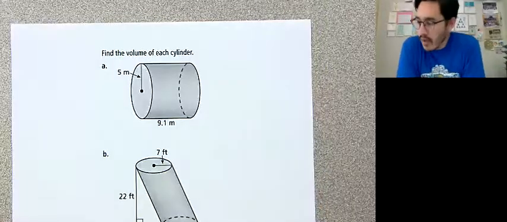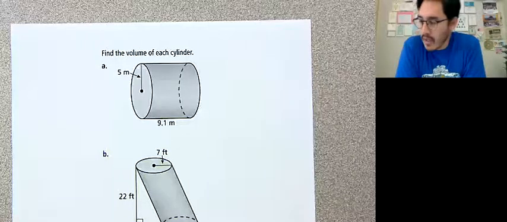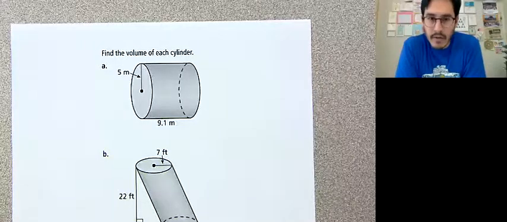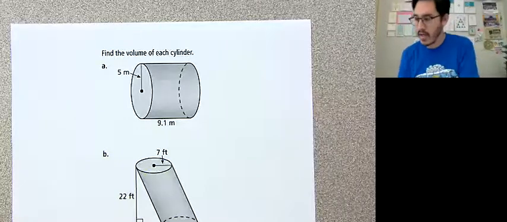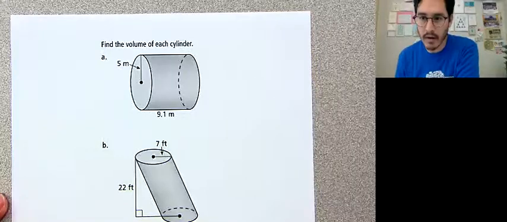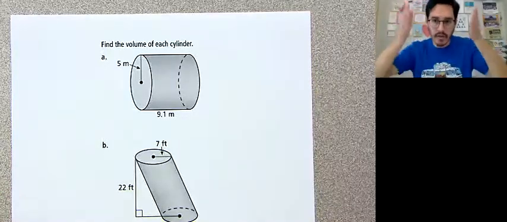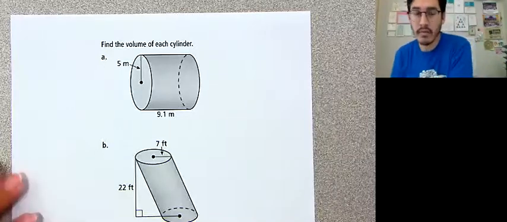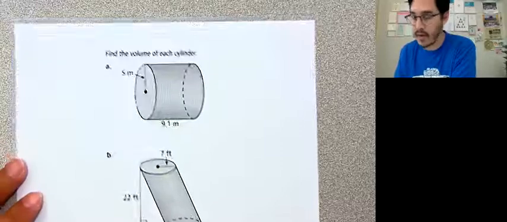All right, welcome back. So in the last video, we were finding volumes of prisms. And in this video, we're going to find volumes of cylinders. But honestly, it's the same kind of idea, right? If you have some figure where the bottom face and the top face are the same shape and the sides are straight, then the volume of that figure is going to be the base area times its height.